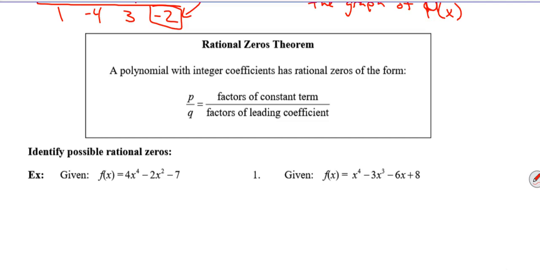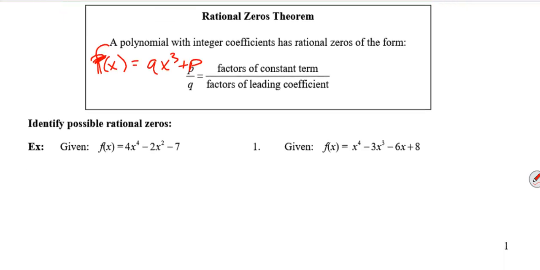And it says that a polynomial with integer coefficients has rational zeros of the form p over q. So p is the constant term, and q is the leading coefficient. So a polynomial, let's say f of x, we'll call it f of x not to confuse you, would be qx to the third plus p. So p is the last term with no x's on it, and q is the first term, the leading coefficient. So what does that look like in actuality?